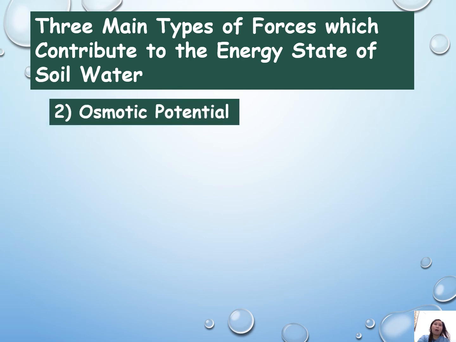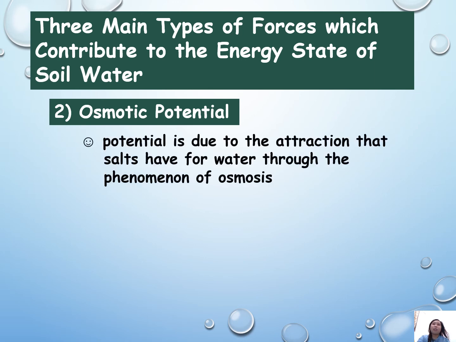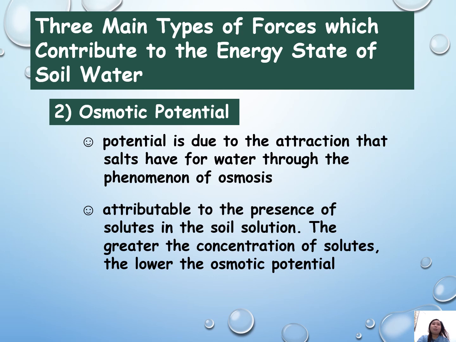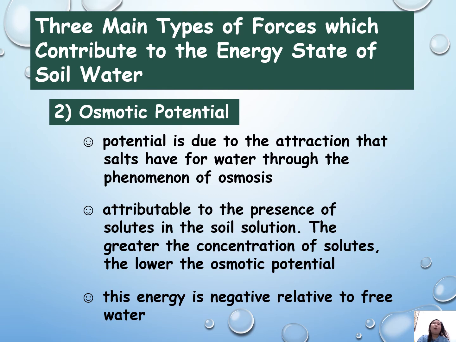Now we have another which is called the osmotic potential. This water potential is due to the attraction that salts have for water through the phenomenon of osmosis. And this is attributable to the presence of solutes in the soil solution. The greater the concentration of solutes, the lower the osmotic potential. And the water flows from the solution with lower solute concentration into the solution with higher solute concentration. This is negative energy relative to free water.